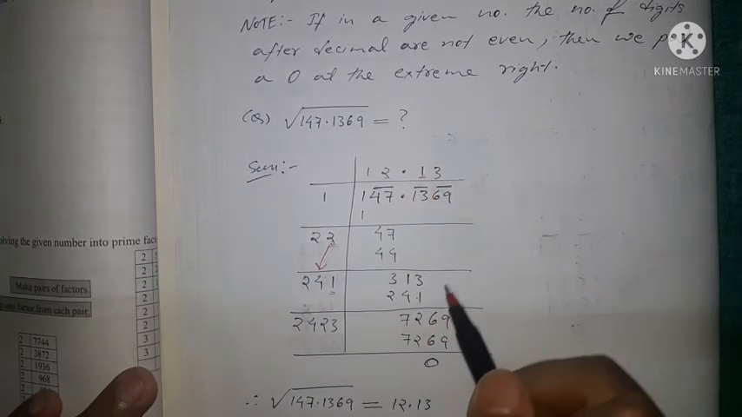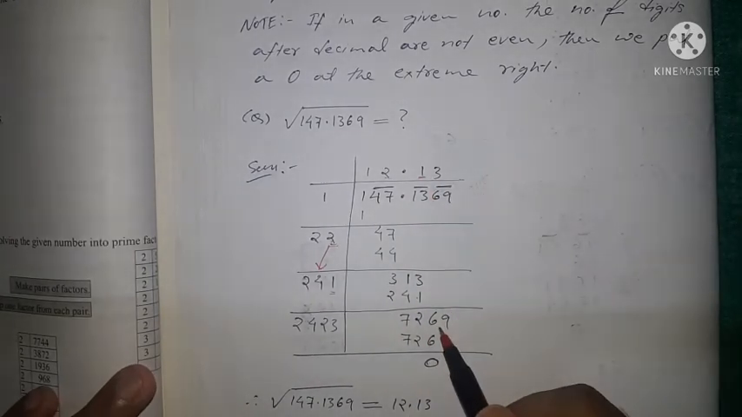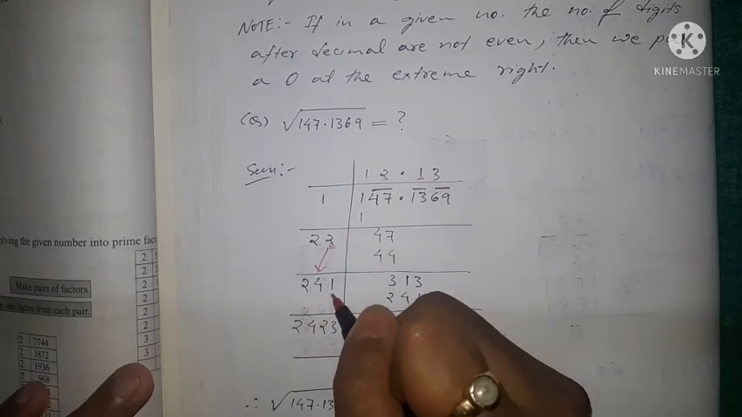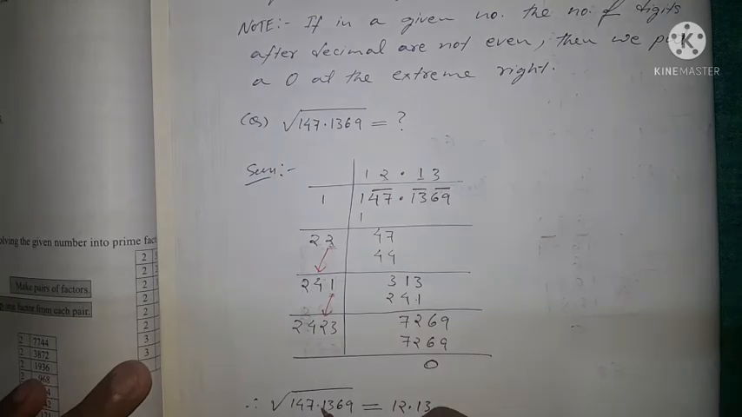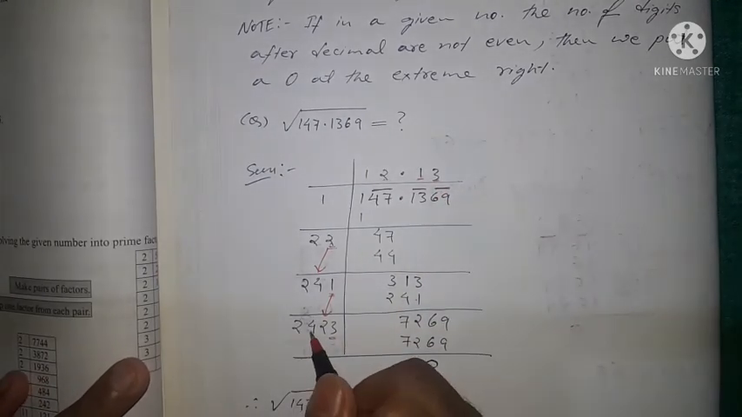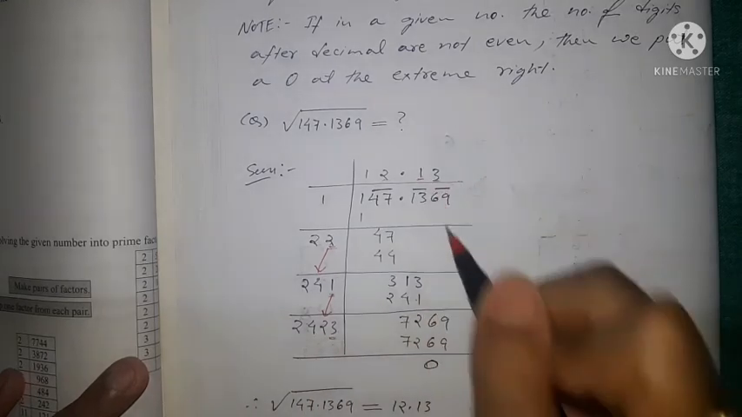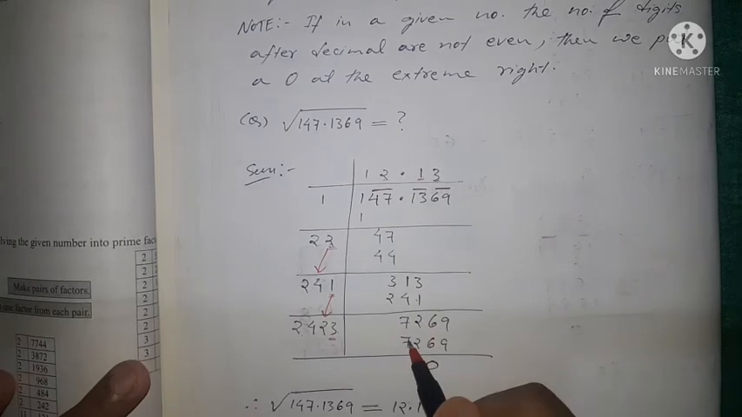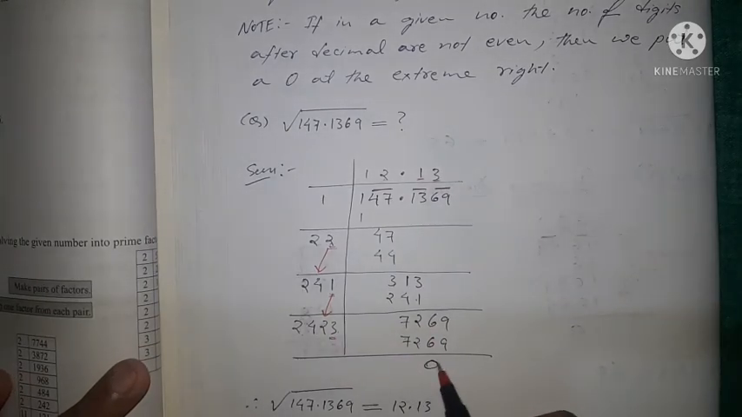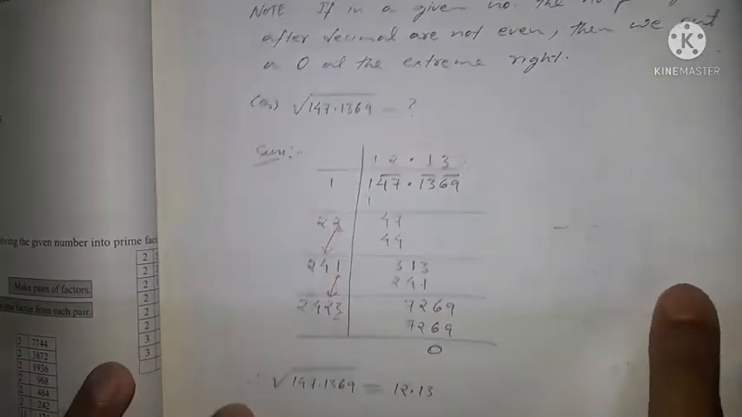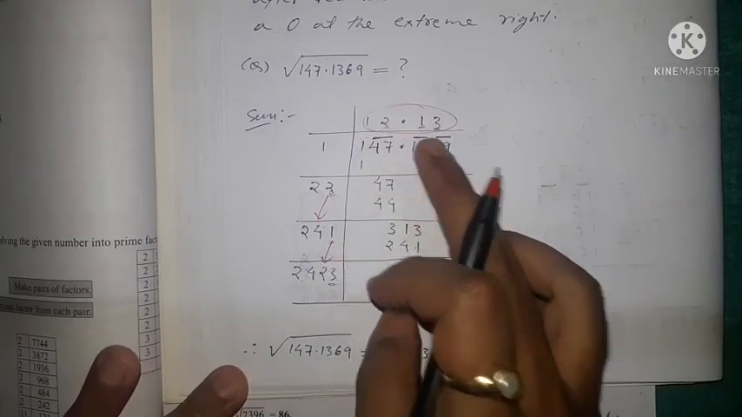The remainder is 72 and this 69 comes down. Now this 2 remains as it is, this 4 also remains as it is, and this 1 is doubled, it becomes 2. Here we take 3 and here also 3. So 2423 into 3: if you multiply 2423 with 3, you get 7269. Therefore the remainder is 0, and this is the square root of the number, that is 12.13.